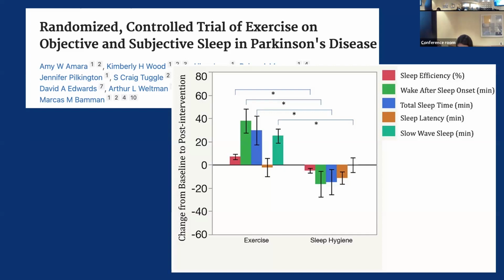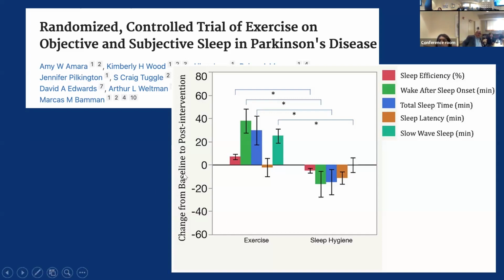They had a PSG at baseline and then at post-intervention, and the primary outcome was change in sleep efficiency. But they also looked at other things as secondary outcomes. So wake after sleep onset, total sleep time, sleep latency, slow wave sleep. Results showed that the exercise group had significant improvement in sleep efficiency compared with those who only had sleep hygiene alone.